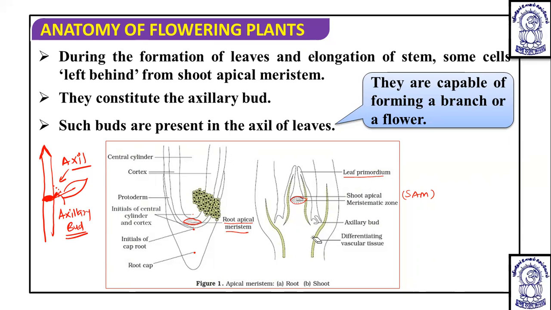But this tissue, this one, they are calling a differentiating vascular tissue. Vascular tissue means xylem and phloem, which are forming.